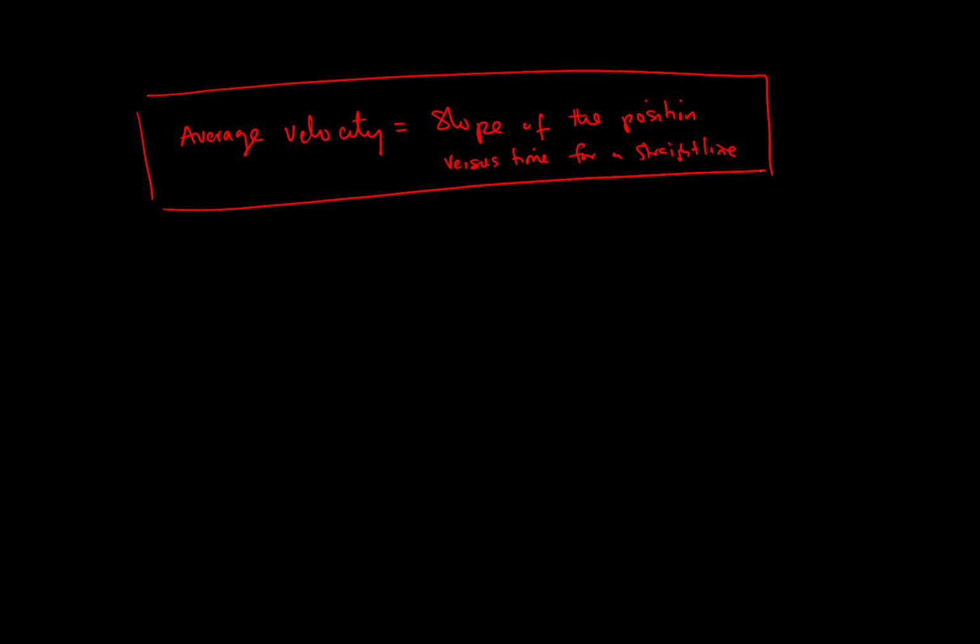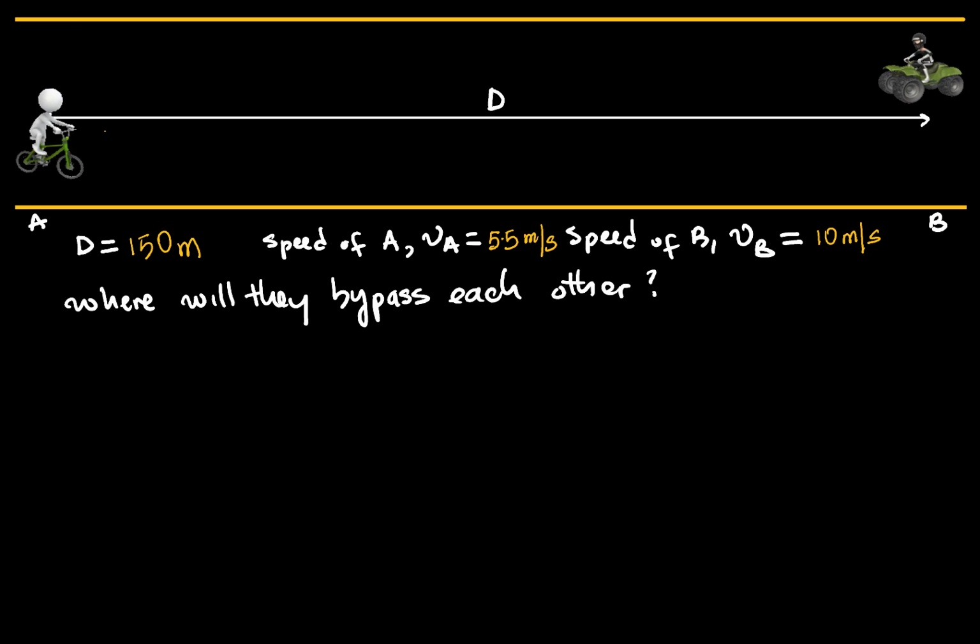This is very important. So the next example here, we have two guys, one on a mini car, and the other on a bicycle. They are initially a distance d apart from each other, and d is equal to 150 meters.